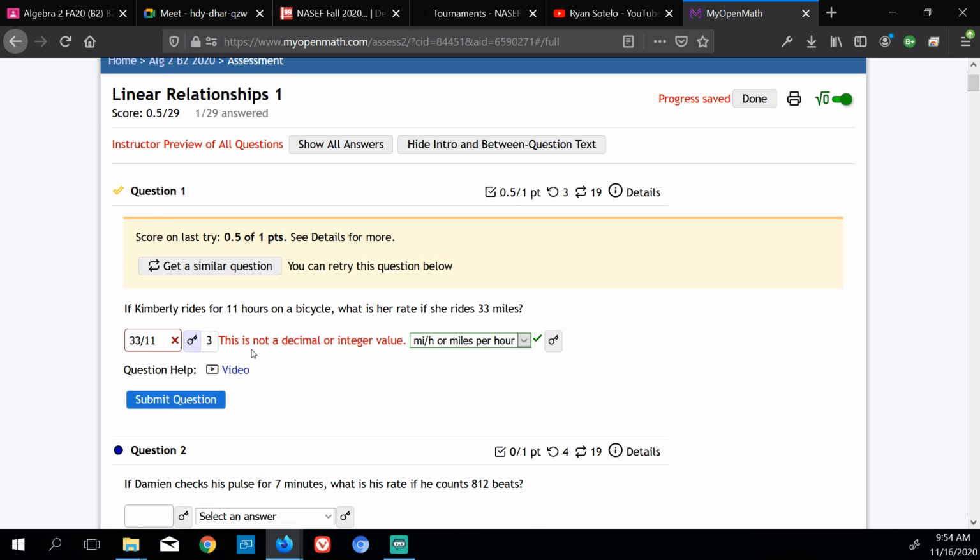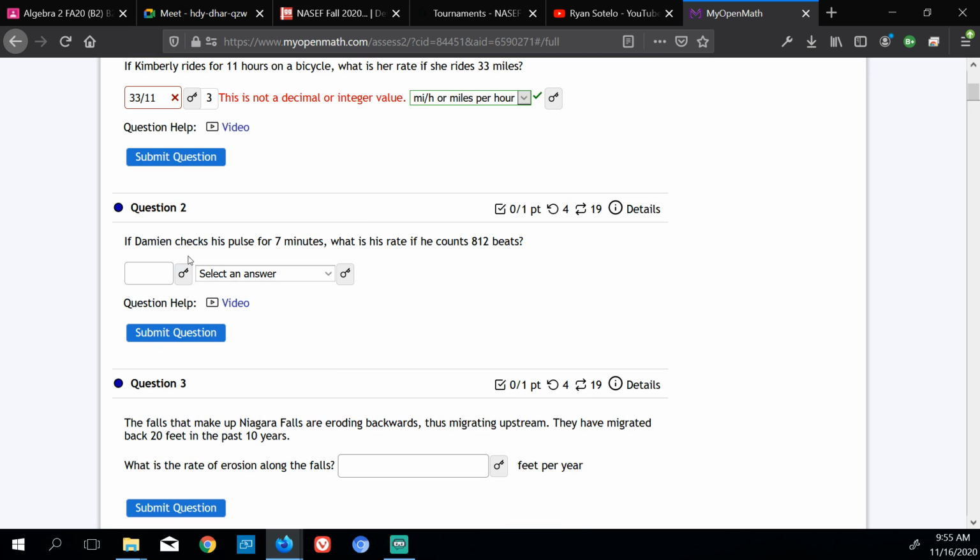Do they want us to round or something? No, so they want it like 3. The rate would be 3 miles per hour. Oh, yeah, they want us to simplify. That's okay.